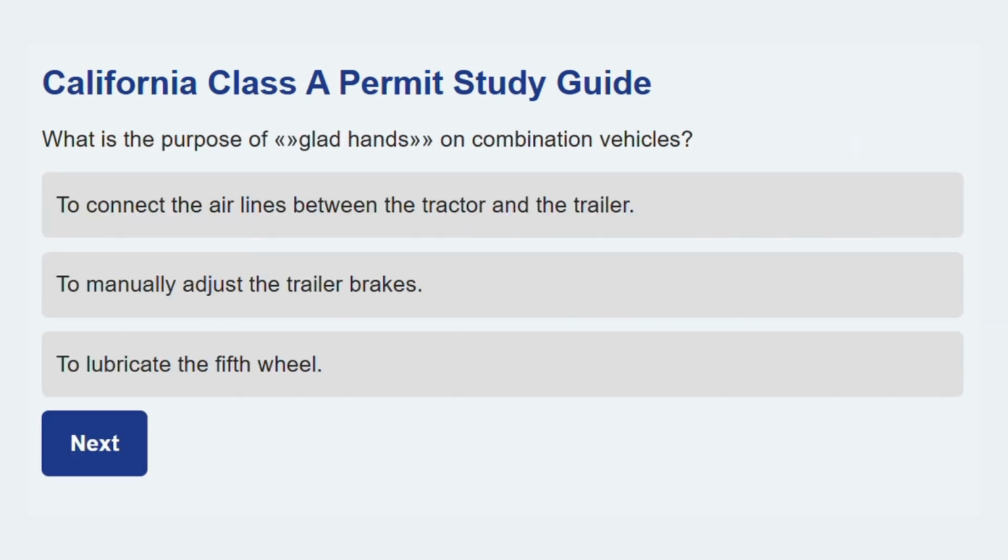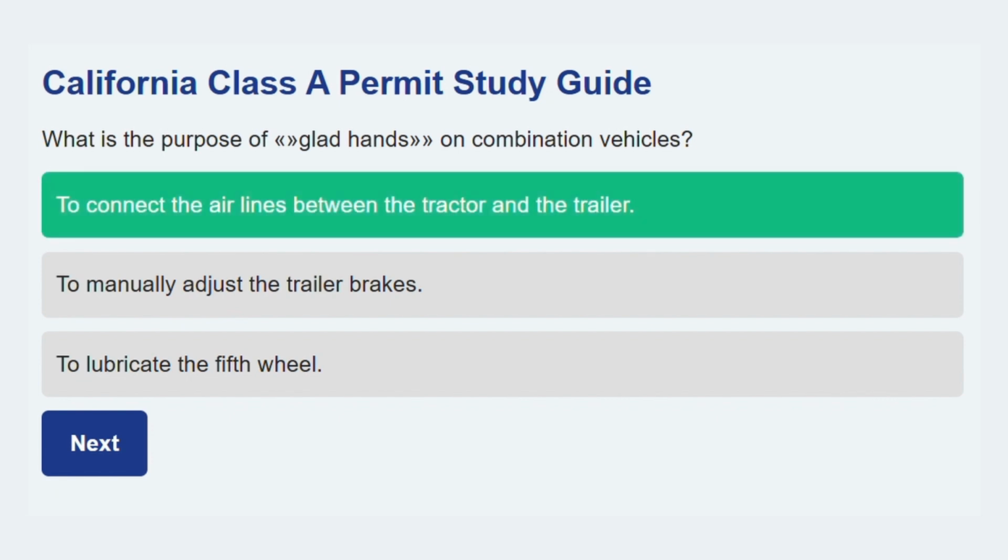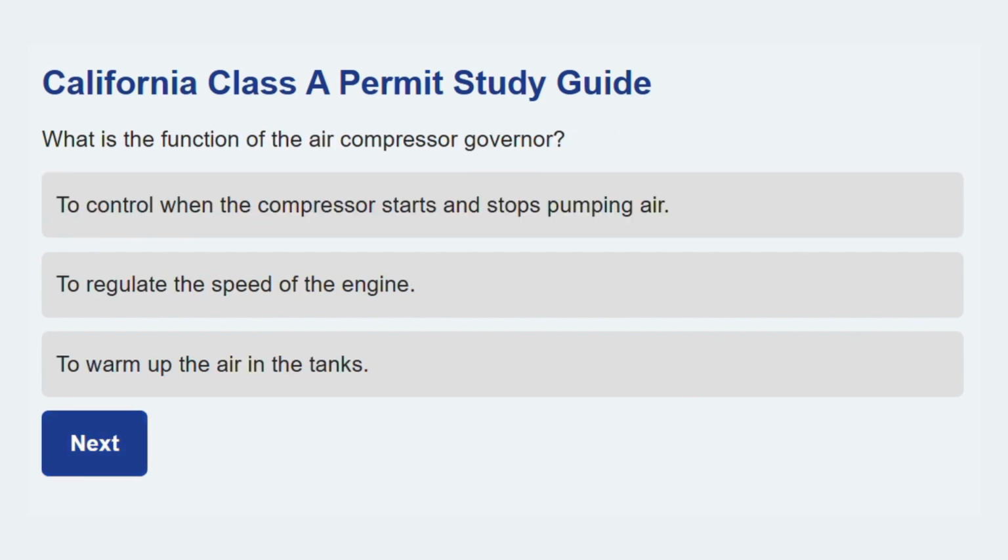Let's get to this one. What is the purpose of glad hands on combination vehicles? To connect the air lines between the tractor and the trailer. These connectors allow the air brake system to operate across the entire vehicle. Okay, what's next? What is the function of the air compressor governor? To control when the compressor starts and stops pumping air.